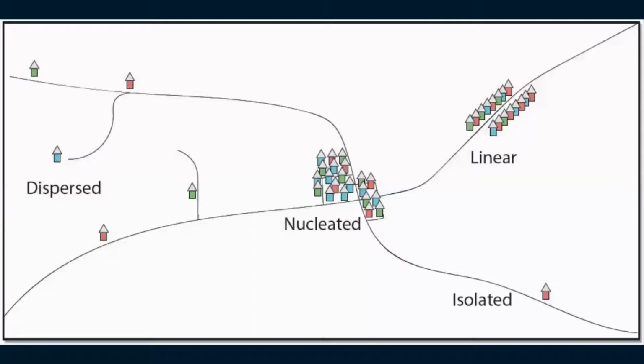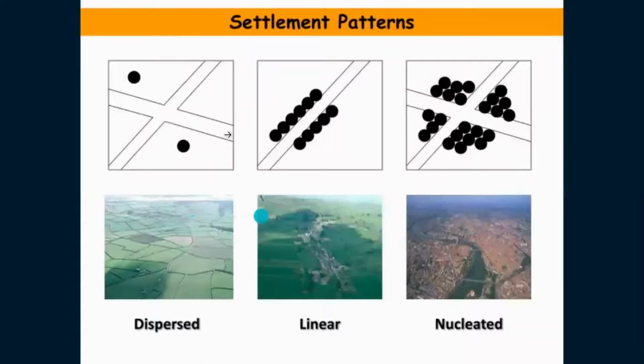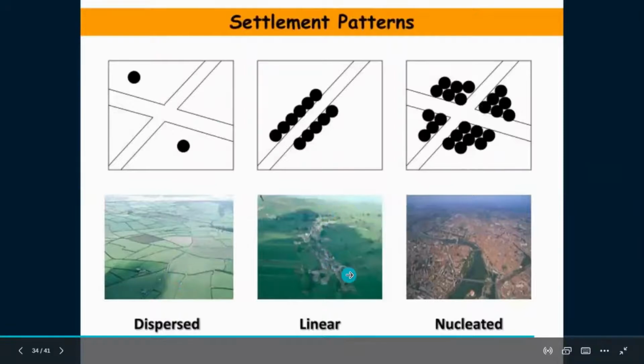Here is an image. We have an area with houses, and the houses are spread apart. This would fall under the category of dispersed settlement pattern. Then we have nucleated, where the houses are closely compact. And then we have linear, where they follow along a line, going down a line. This would be a linear settlement pattern. Again, in another image, we have dispersed, where the houses are far apart, linear, where they're going along a line, and then nucleated, where they are close together.